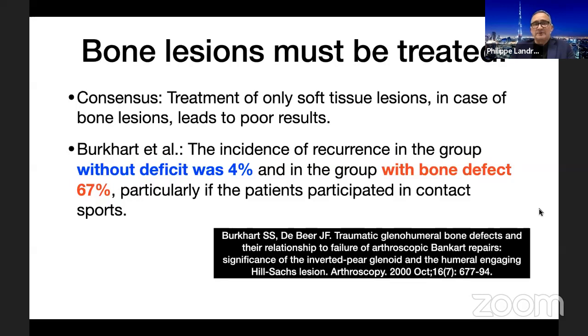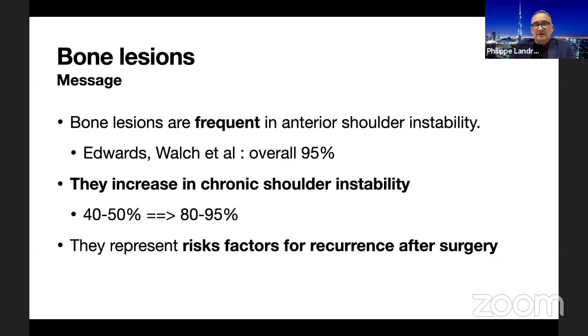So the message on bone lesions: they are frequent, probably more frequent than we think in anterior shoulder instability. The paper from Edwards and Walsh shows an overall percentage of 95%. They increase in chronic shoulder instability. So the more recurrence you have, the more you increase the bone lesion. And as they represent a risk factor for recurrence, it's a vicious circle.